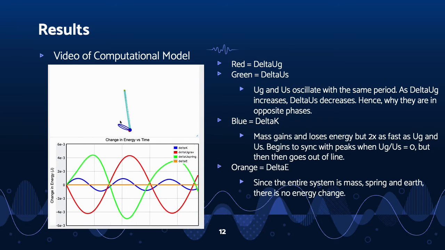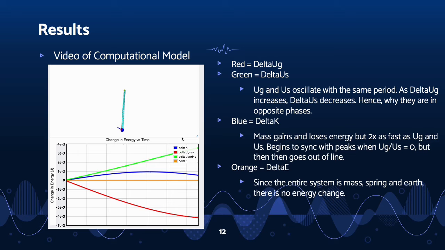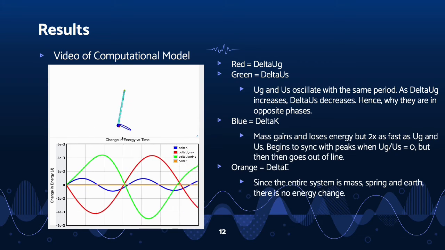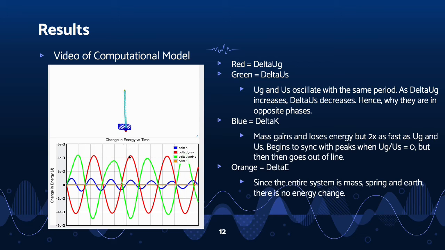As you can see, the object moves back and forth, creating an oscillating motion, and the mass gains and loses energy, but twice as fast as UG and US. And if you look in the middle, you see the orange line, which represents the change in energy, and since the entire system is mass, spring, and Earth, there is no energy change.